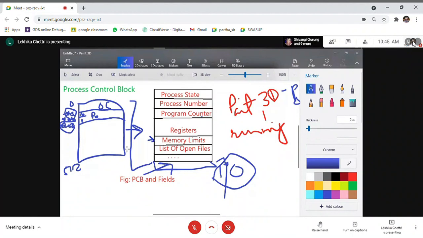Okay, so this is all about your process states and your process control block. Any questions from today's topic? If yes, you may fire the questions, queries. If not, this is the end of the class. Wait for some time. I need to update your attendance.